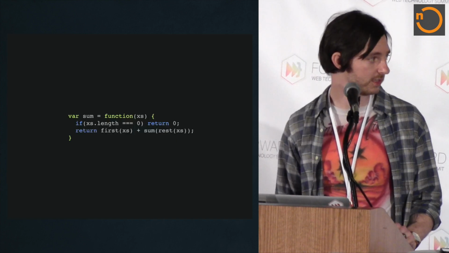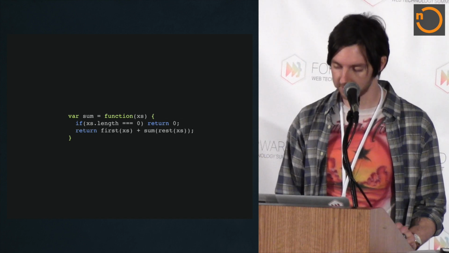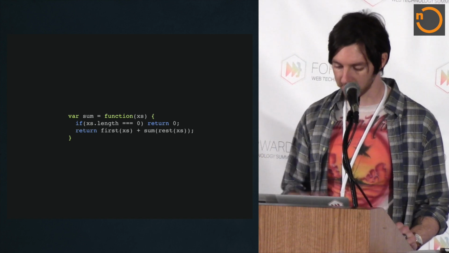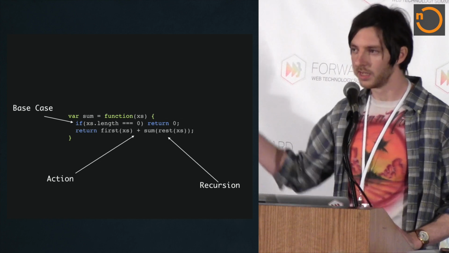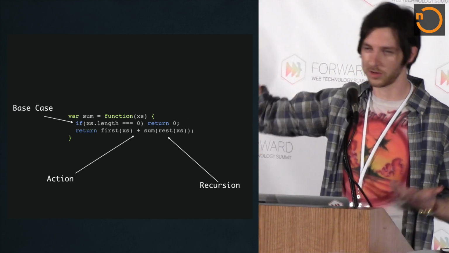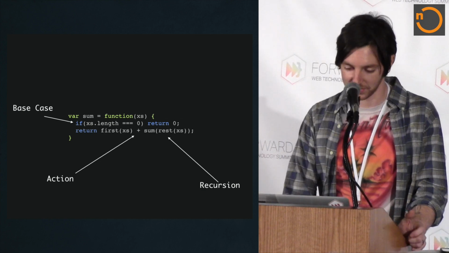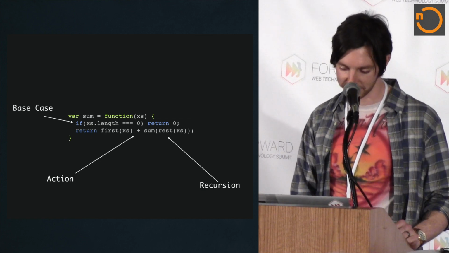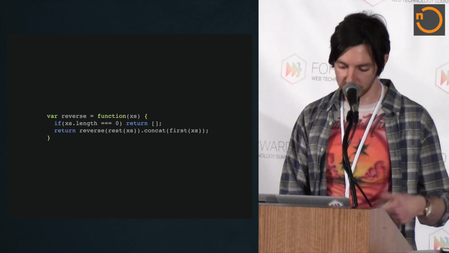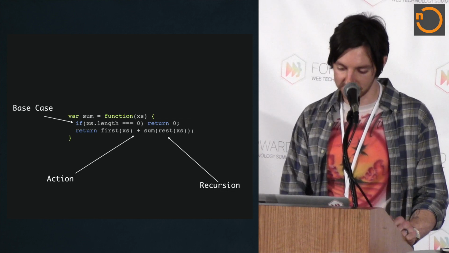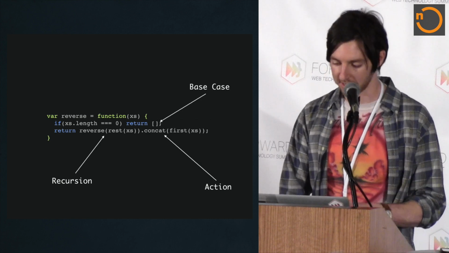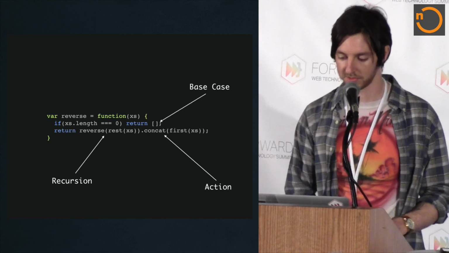So we have the sum function, and this is a recursive version of it. You've got your base case, your action, your recursion. Do you guys show your hands? How many people know about recursion already? All right, great, awesome. So we're just going to go probably pretty fast. Here's reverse. It looks very similar. It's the same stuff. It's got its base, its recursion, its action, something to stop the recursion, something to call the recursion over and over again.